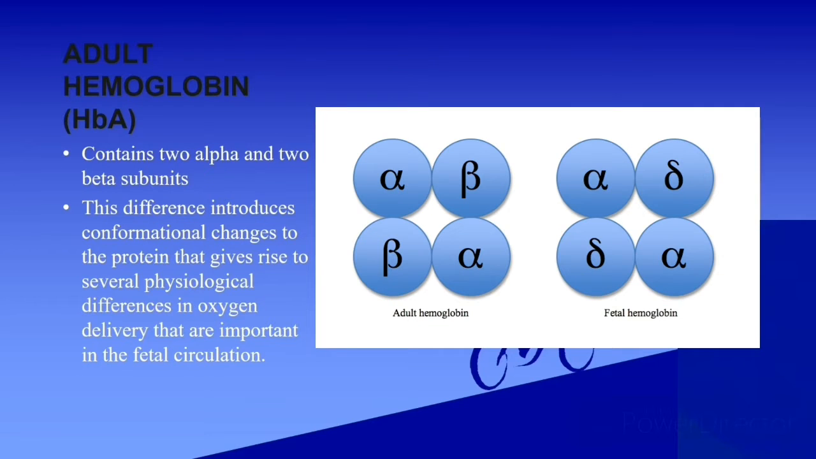Next is adult hemoglobin. Adult hemoglobin contains 2 alpha and 2 beta subunits. This difference introduces conformational changes to the protein that give rise to several physiological differences in oxygen delivery that are important in fetal circulation.